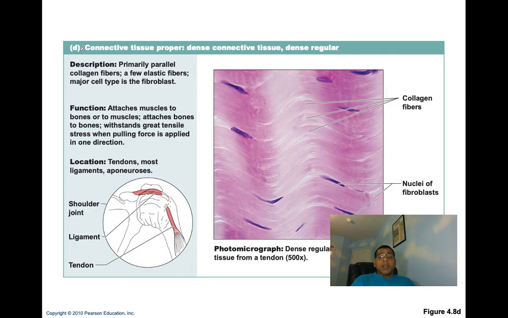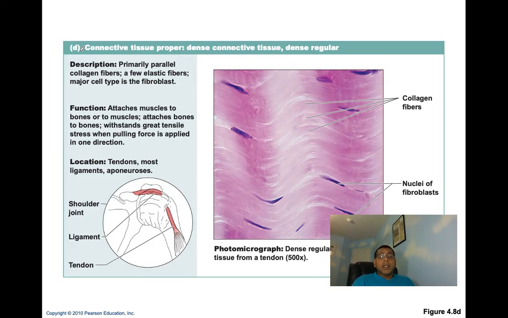Now, what is the function of this tissue? This tissue attaches muscle to bones, also attaches muscle to muscle, and attaches bone to bone. It's going to withstand great tensile stress when that stress, that pulling force, is applied in just one direction. If it gets applied in multiple directions, it could cause this ligament or tendon to tear.